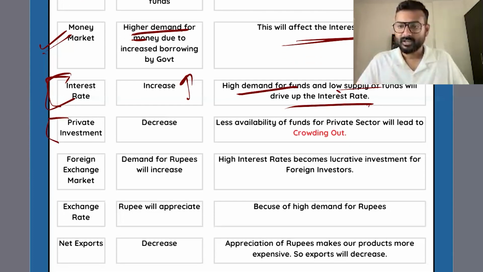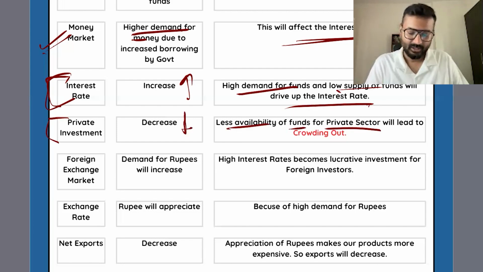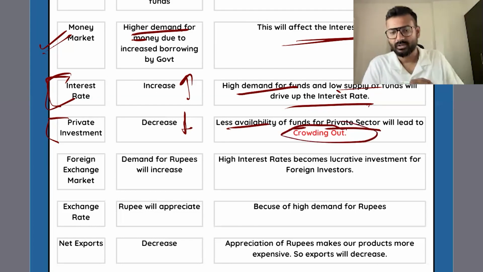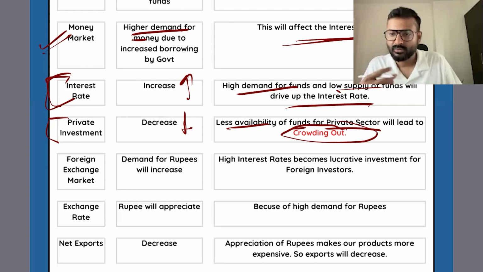Because government is investing, private investors would also want to invest, but there is no availability of funds. So private investment has decreased. Less availability of funds for the private sector will lead to a phenomenon known as crowding out. So this is crowding out. When government spending increases, the government sucks out a lot of funds in the market, and now there is no availability of funds for the private sector.